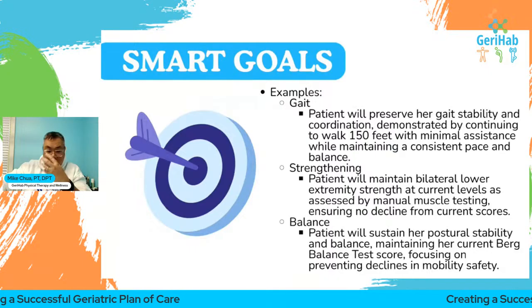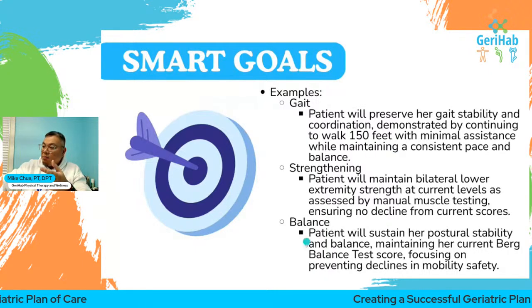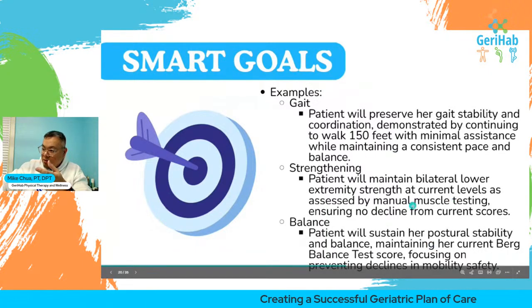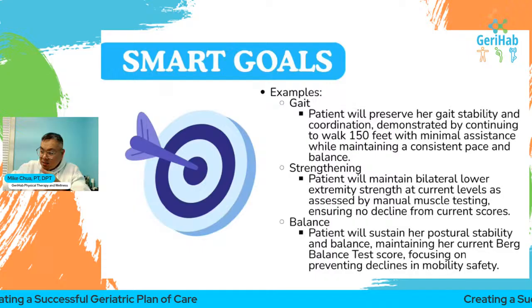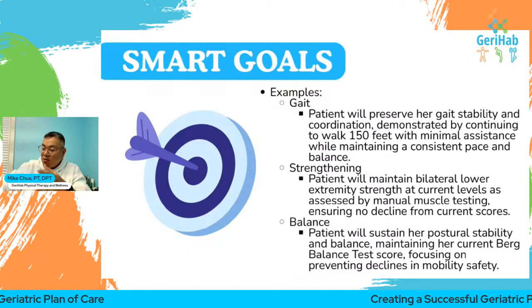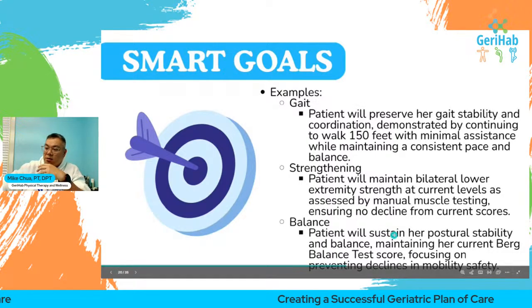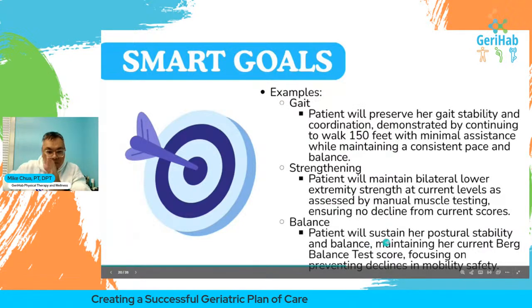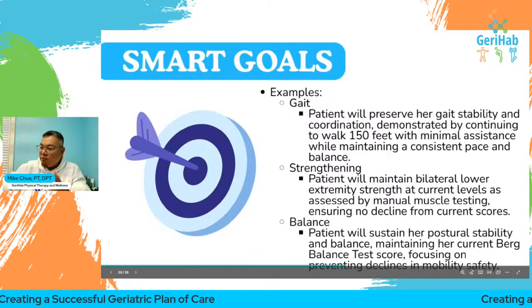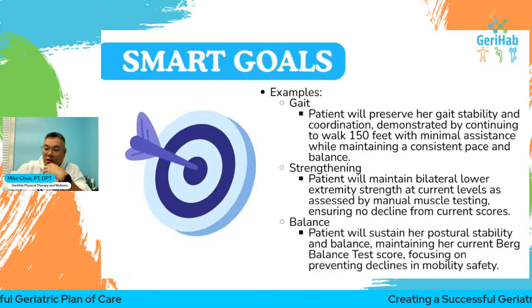All right. Are you getting the gist of that? Same thing with the strengthening. All right. And same thing with the balance. Patient will sustain her postural stability and balance, maintaining her current balance score. The Berg number should be here, like 42 over 56 or 50 over 56. So you need to put that number too.